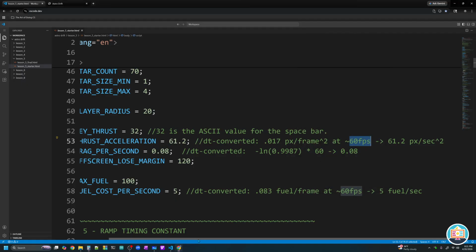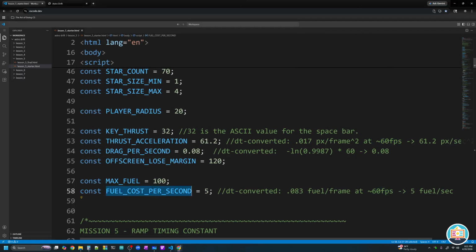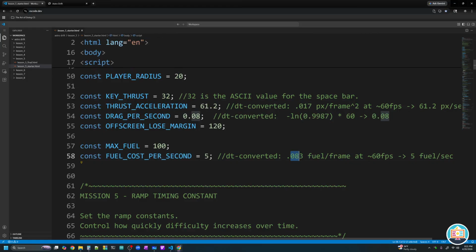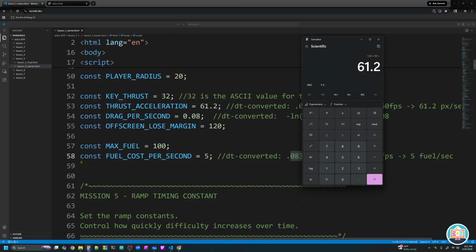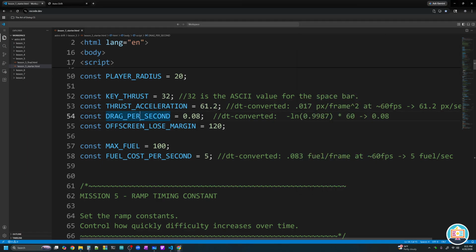And you can see we did something similar down here to our fuel cost. Our fuel cost was 0.083 fuel units every single frame. If I multiply that by 60 frames per second, I get roughly 5 fuel units per second. We've also changed our drag value to be time-based as well.